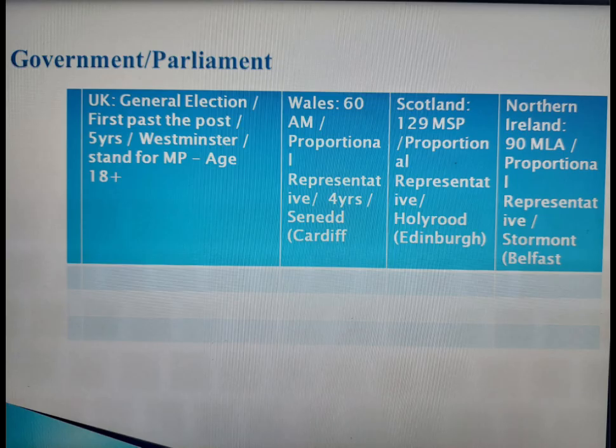UK government or parliament. UK general election is held every 5 years at Westminster, and the process is first past the post, which means using a voting system in which a person is elected because they get more votes than others. To stand for MP, age 18 plus. Wales has 60 assembly members.